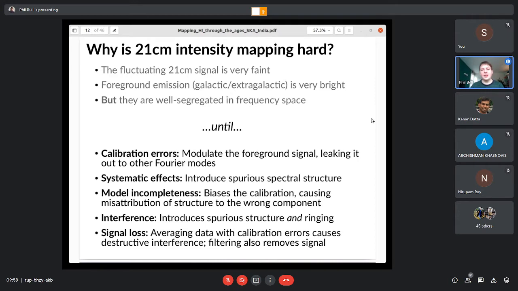And then there are other effects too, additive effects. So especially radio frequency interference, you get spikes or low-level additional power. You get signal loss when you start averaging together data that has calibration errors. Statistical signals that should be adding up coherently end up cancelling out slightly because of those calibration errors, and you get a bit of destructive interference and you lose signal. Also, when you start filtering things out, like foregrounds or other systematics, you're removing signal as well.